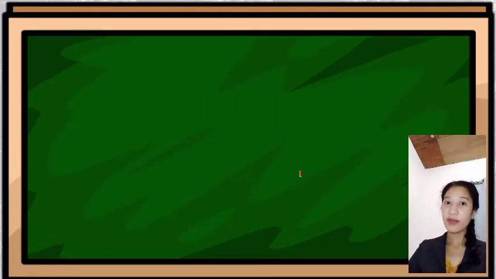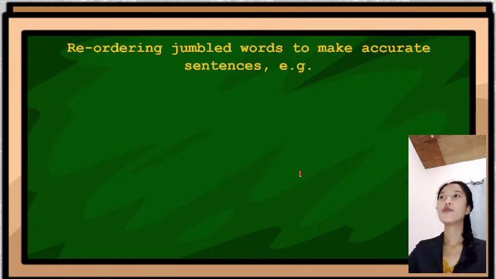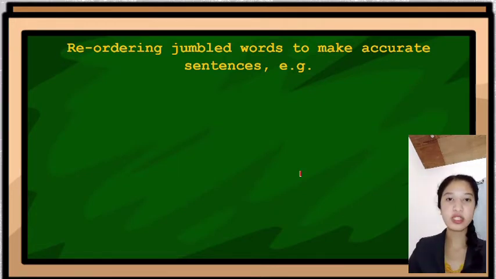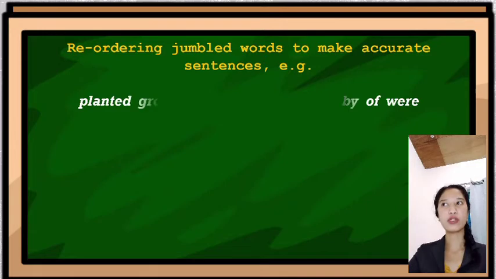example of the method using text. Here, reordering jumbled words to make an accurate sentence. So jumbled words are unarranged words, from the word itself, jumbled. Unarranged words which make the sentence inaccurate, right? Because if it is jumbled, we can't understand the message of that sentence. Let's see. Here are the jumbled words.